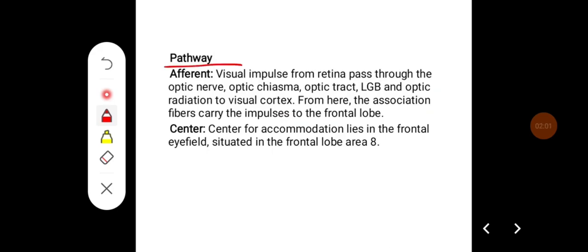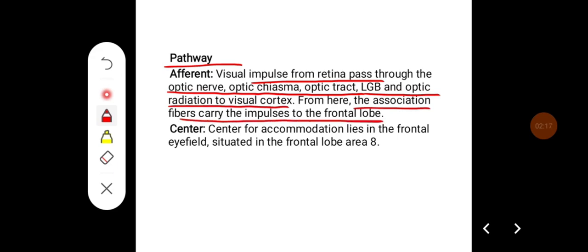If you see the afferent pathway, the visual impulses from the retina pass through the optic nerve, optic chiasma, optic tract, lateral geniculate body, and optic radiation to the visual cortex. From here, the association fibers carry the impulses to the frontal lobe. The center for accommodation lies in the frontal eye field, which is situated in the frontal lobe, area 8.